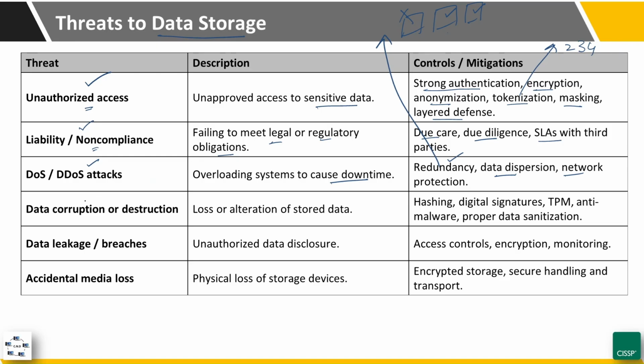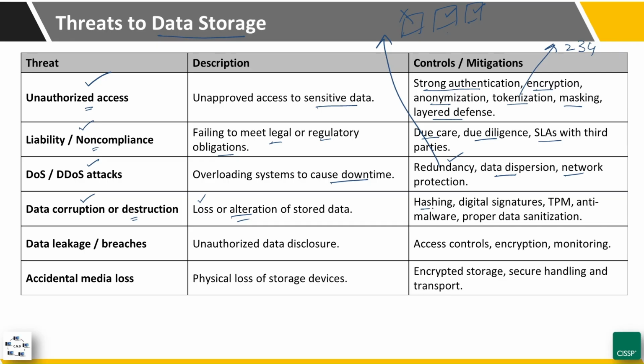Our next threat is data corruption or destruction. So these are the threats against data integrity. Destruction is the loss of data, complete loss, and corruption is the alteration of stored data. And what are some controls and mitigation against these threats?